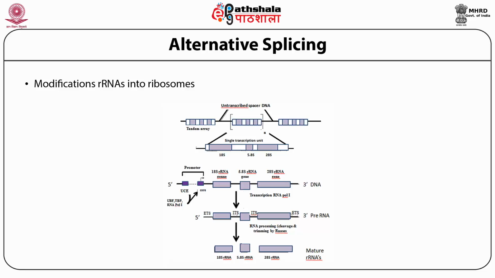Precursor rRNAs undergo cleavage and trimming by RNases to yield mature rRNA. Small nucleolar RNAs are involved in the cleavage, modification, and assembly of the processed rRNAs into mature ribosomes.